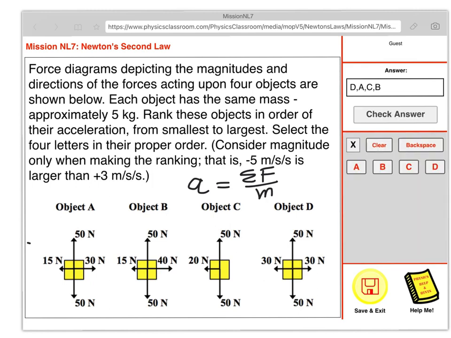Okay, so the net force on this one is 0, so the acceleration is 0, so that's definitely the smallest. And the net force here is 15, the net force here is 25, and the net force here is 20. Remember, we don't care whether it's negative or positive. So 15 is the next smallest. Now, if you divide 15 by 5, you're going to get 3, but you don't really need to do the math because these are all the same. So we can just rank by the net force.